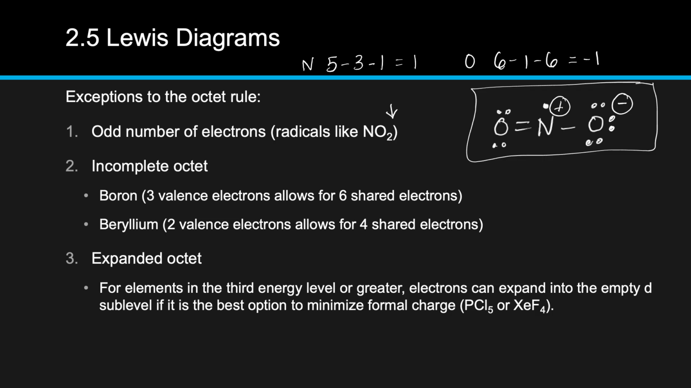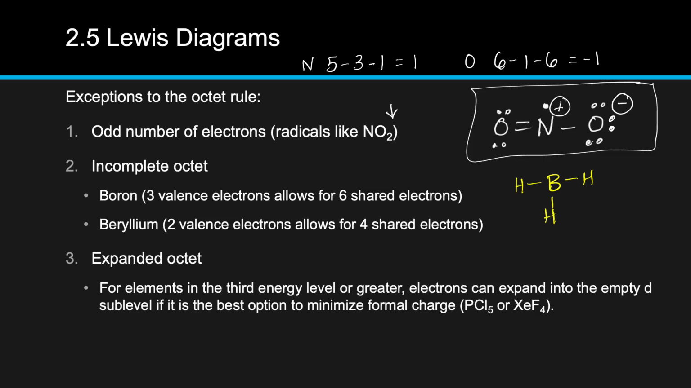Another example of an exception to the octet rule is an incomplete octet. So boron, like we talked about on the last slide, has 3 valence electrons. So if it were to bond covalently, it's only going to bond out those 3 valence electrons and have no lone pairs on the central atom. So for example, if we have BH3, the molecule is going to look like this, which means there are only 6 total electrons being shared for boron. So that's an incomplete octet.